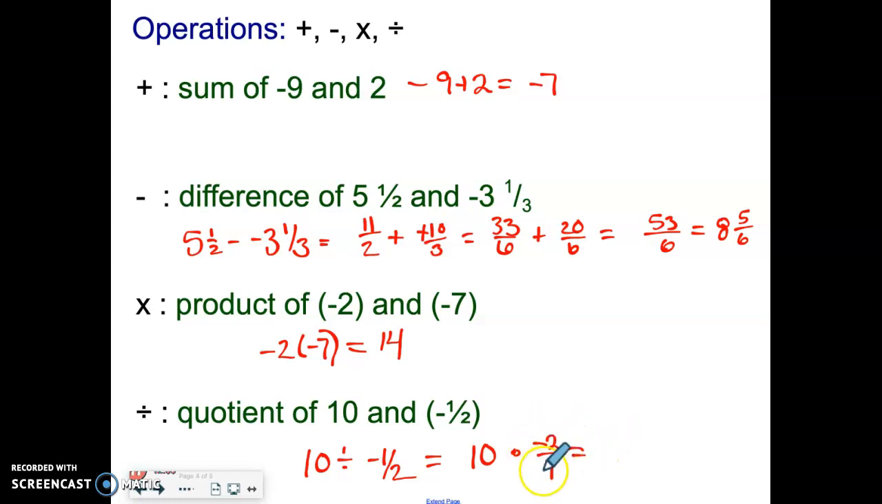So I always keep the negative on top, even when I do the reciprocal. And remember that reciprocal is not the same as opposite, so I would still be negative. Here, 10 times negative 2 would give me negative 20.